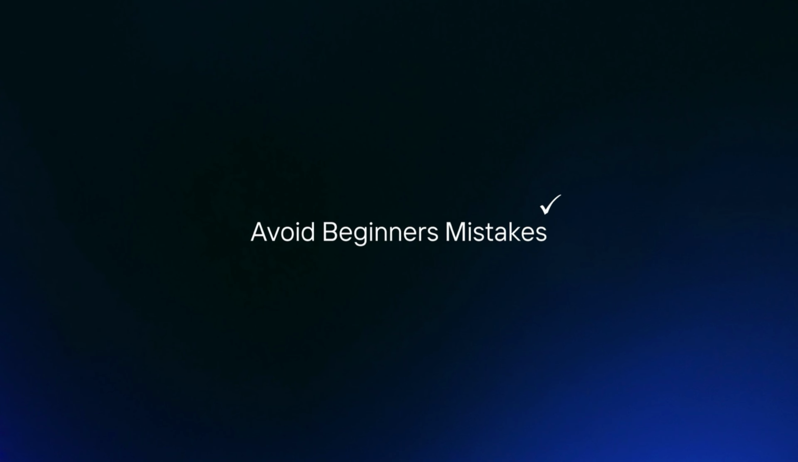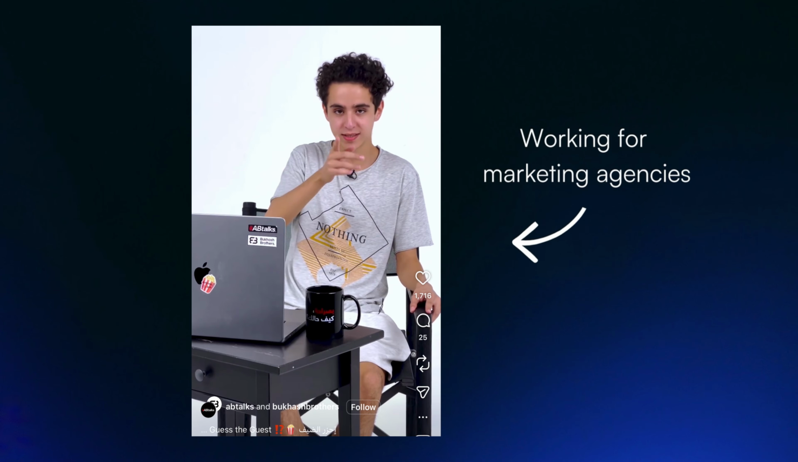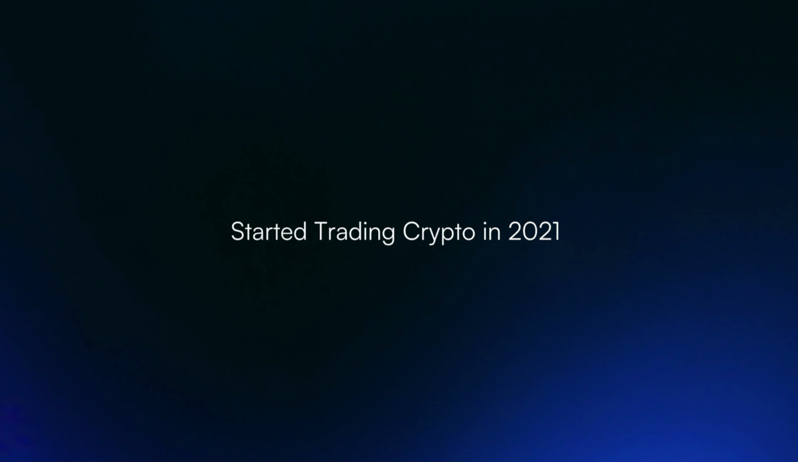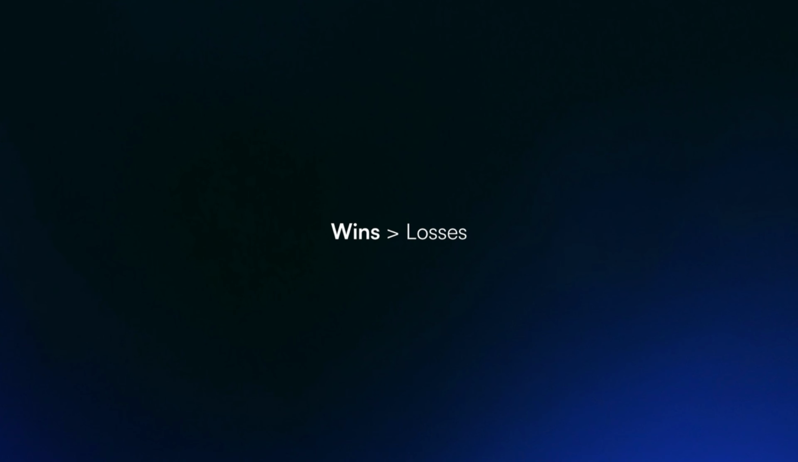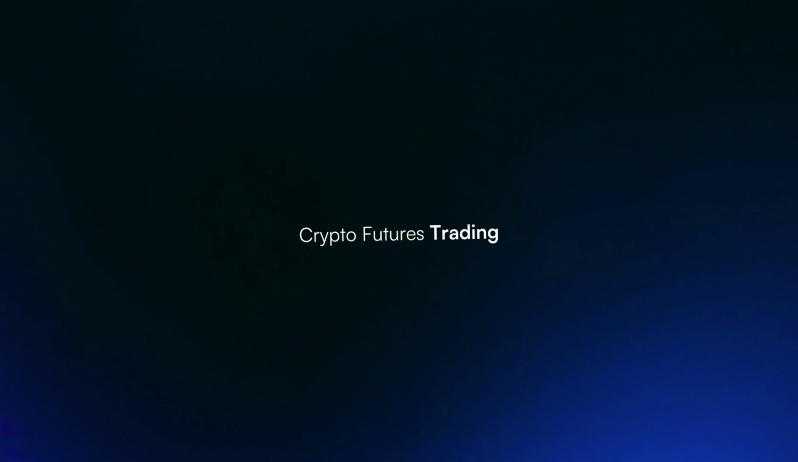Before we start, for those who don't know me, my name is Mazine. I'm 26 years old from Morocco, and just like you, I had a 9 to 5. I started trading in 2021. Back then I traded altcoins, NFTs and meme coins. I learned a lot the hard way. I made money, I lost money. Thankfully I made more than I lost, and now in 2026 I focus fully on futures trading.